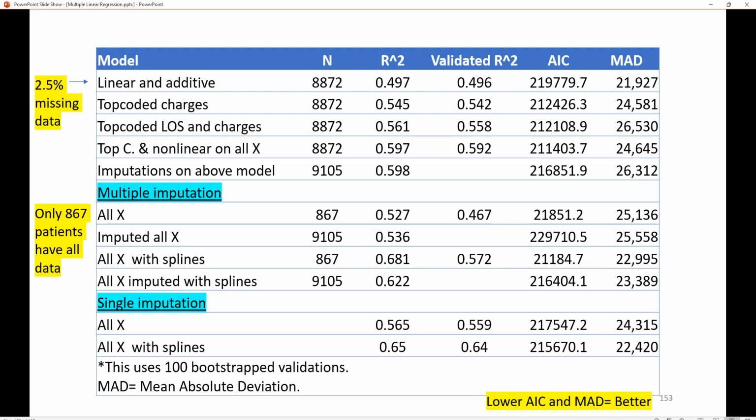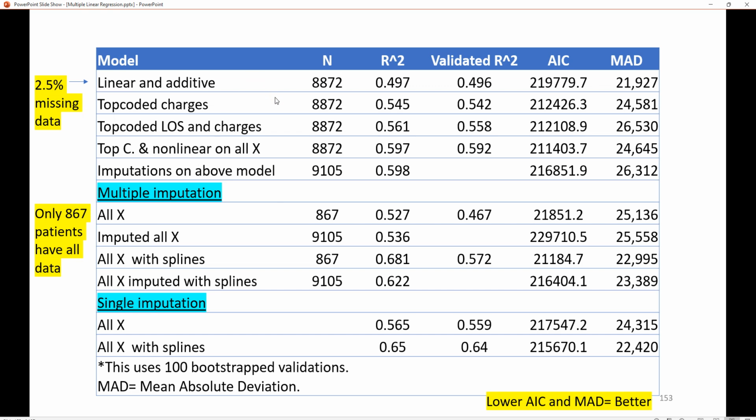And in this slide, we're going to look at the model performance of different models. On the left side, we have the type of model, and then we have it broken up by the type of imputation. So on the very top 5 rows, we have no imputation. The middle 4 rows, we have multiple imputation. And the bottom 2 rows, we have what's called single imputation.